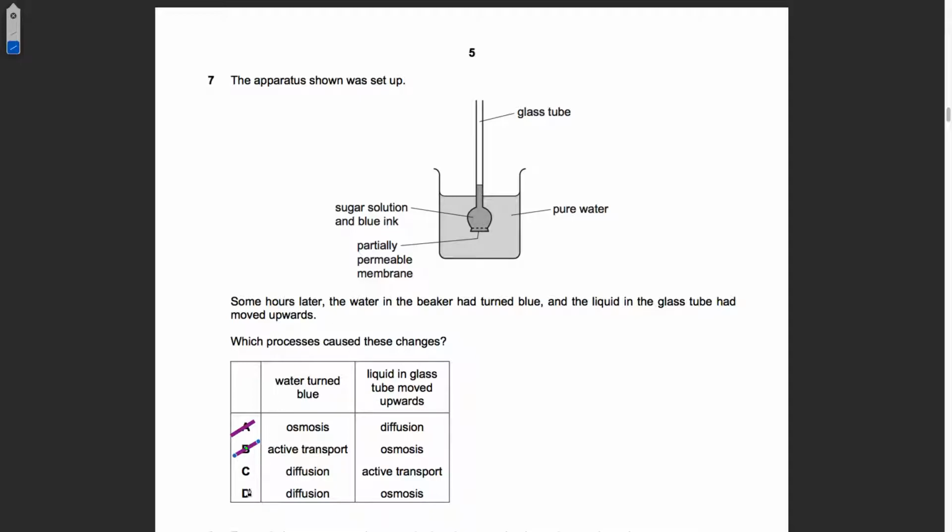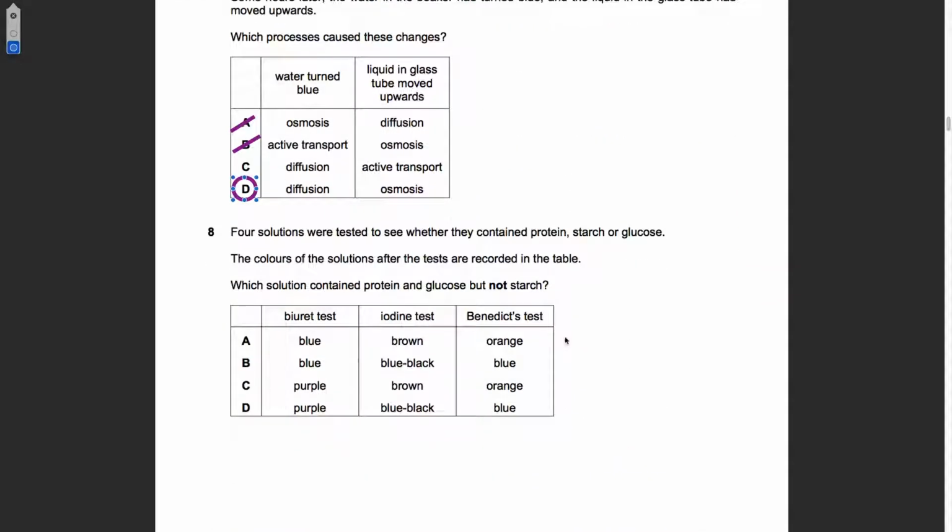So in your table, we need to get the right combination. We already decided it was diffusion, but for liquid in the glass tube moving upwards, it's osmosis. There's no way active transport could take place. This is not living material. It's just probably made up of a bit of Visking tubing and some glass. Active transport would require some way of releasing energy, and it would only happen, obviously, in living cells through respiration.